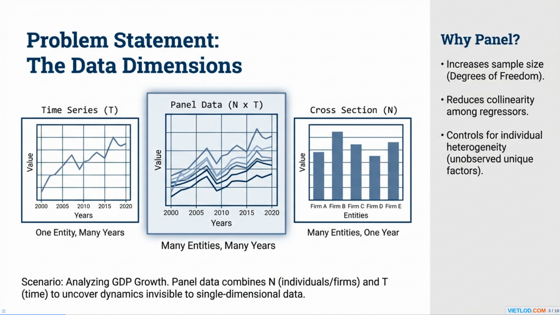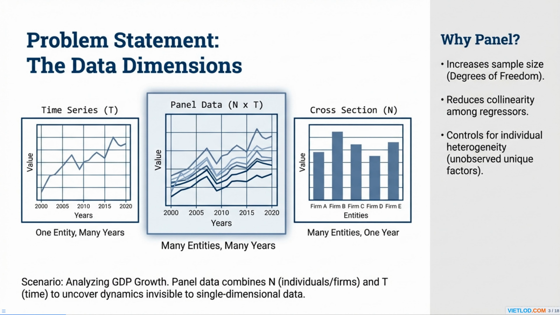This slide introduces the fundamental data dimensions in econometrics, comparing time series, cross-section, and panel data. On the left, a time series graph illustrates data for one entity, many years, focusing on changes over time for a single subject. In the middle, the panel data graph shows many entities, many years, highlighting its unique ability to track multiple subjects over time. The rightmost graph, cross-section, depicts many entities, 1 year, capturing different subjects at a single point in time.